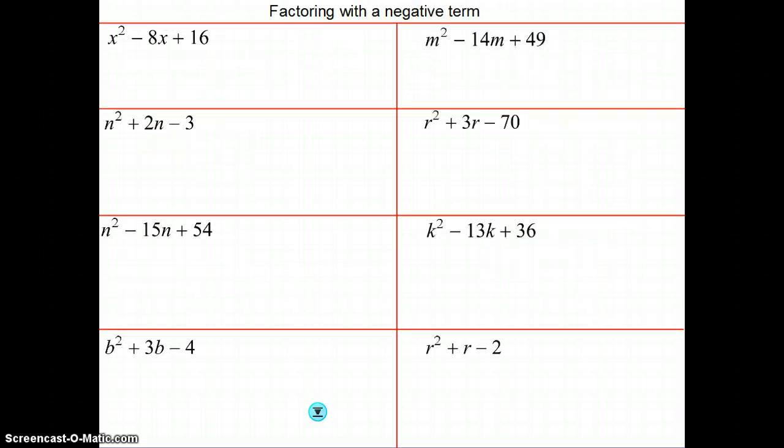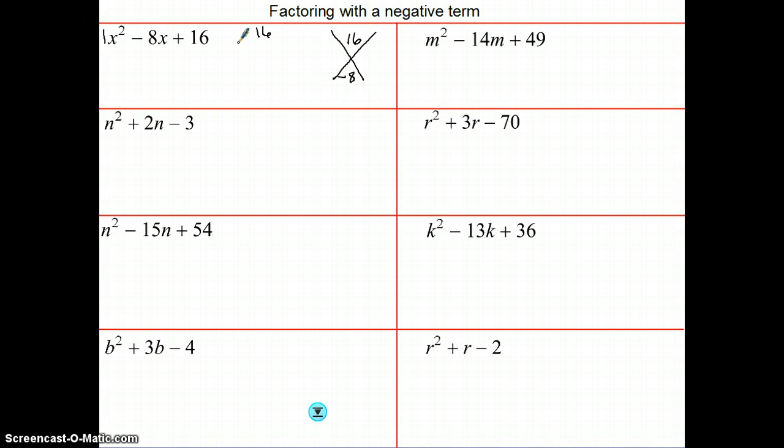Now we're going to talk a little bit about what if one of your numbers is negative. So my leading coefficient is still a 1 in this case. 1 times 16 is 16. So I am factoring to a positive 16 while multiplying to a negative 8. So now I need two numbers that multiply to a positive but add to a negative. So what I'm looking for are two negative numbers.